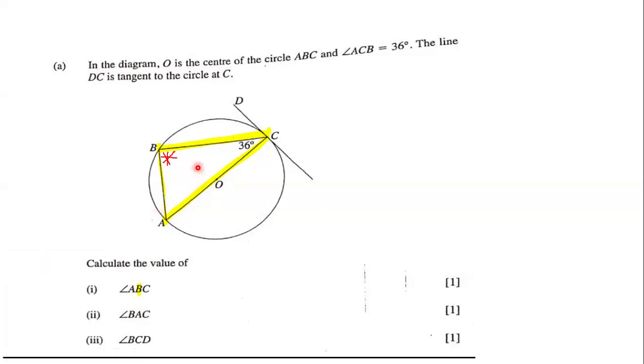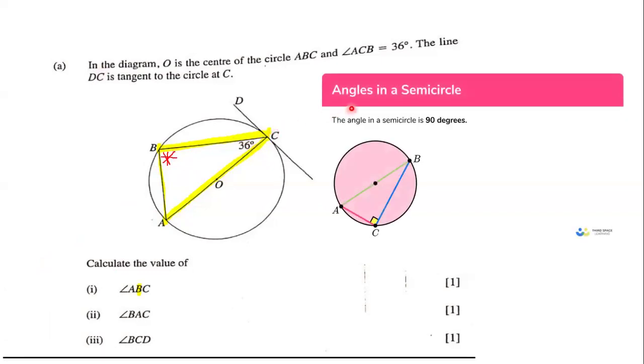So what we need to do is figure out the value of this angle. Now we can use a theorem. The theorem here is headed angles in a circle, angles in a semicircle, and it states that the angle in a semicircle is 90 degrees. If we look at this diagram, we have the diameter AB, and this diameter divides the circle into two halves, this semicircle and also this semicircle. And if we look at angle C right here, it's 90 degrees. So the angle in a semicircle is 90 degrees.